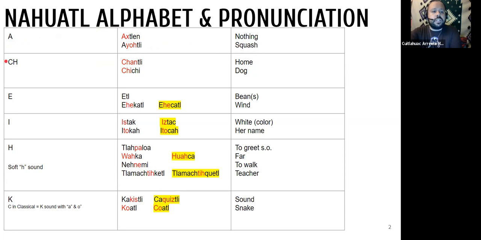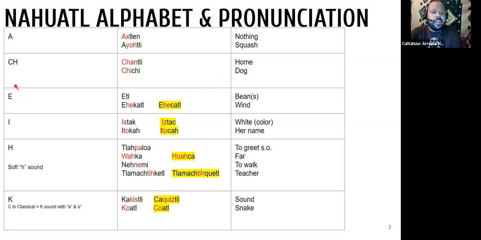The next sound is a ch. This is a similar sound in English, like chapter, chocolate, right? In Spanish as well, it's a ch sound. So it's the same sound in Nahuatl, chantli, chichi. Again, you can look at its meaning on the right column.